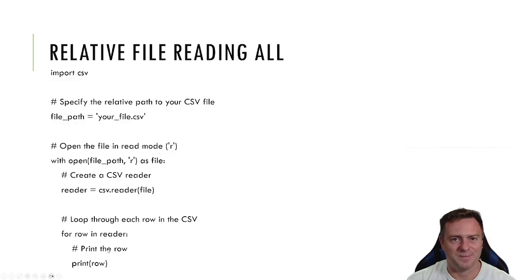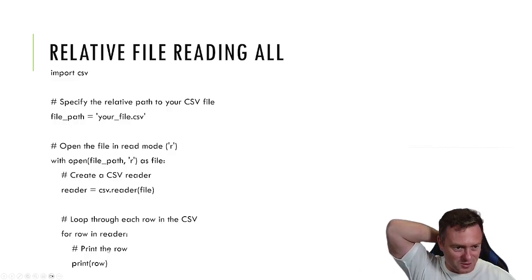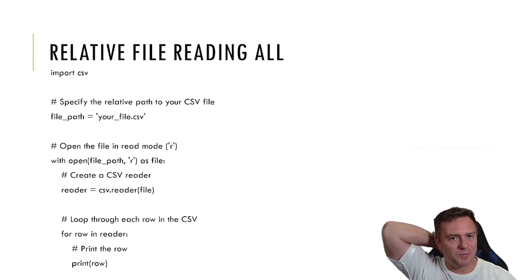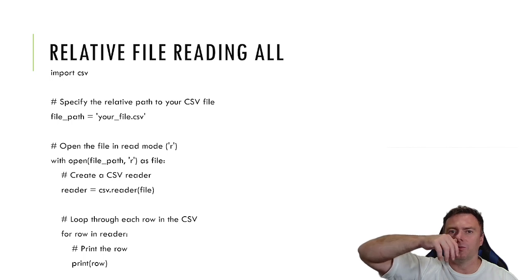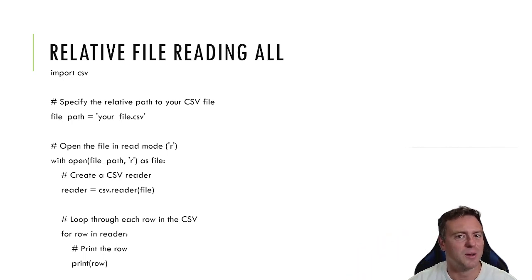That was a lot. So you can also do this all in Python. So we can use a library called CSV. What happens here is you're going to specify the relative path to your CSV file. So file path equals your file name .csv. And then you can open the file using read mode. So with open, file name, r as file.